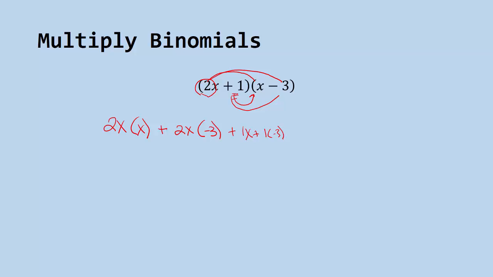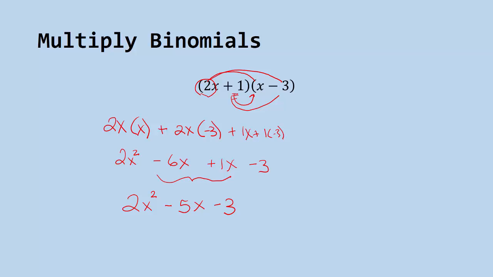We got 2x times x, or 2x squared. 2x times negative 3, so minus 6x. We had plus 1x, and we're left with 1 times negative 3, or negative 3. Now, we can see that we have two like terms here in the middle, so we're going to need to combine those. So now we become 2x squared minus 5x minus 3.